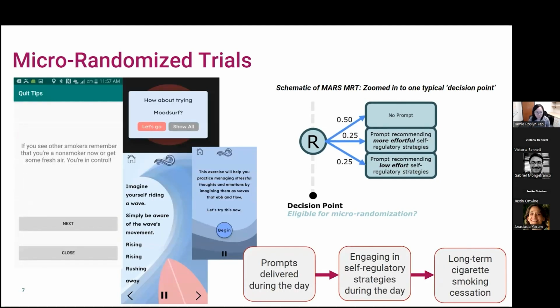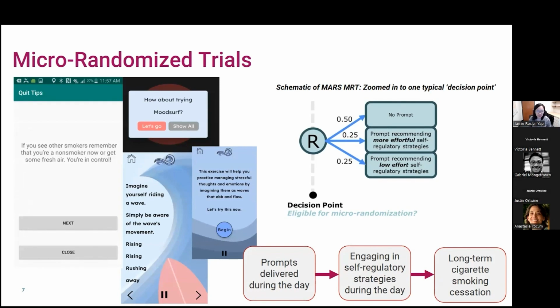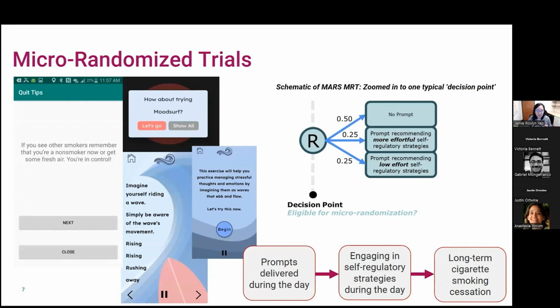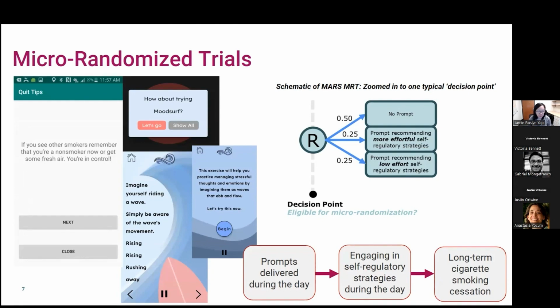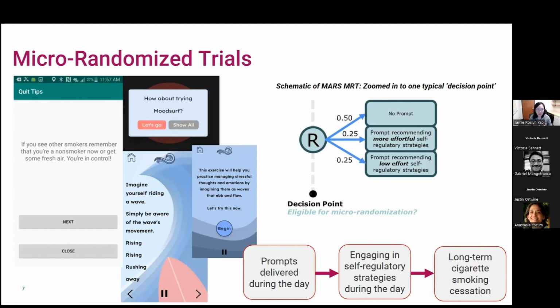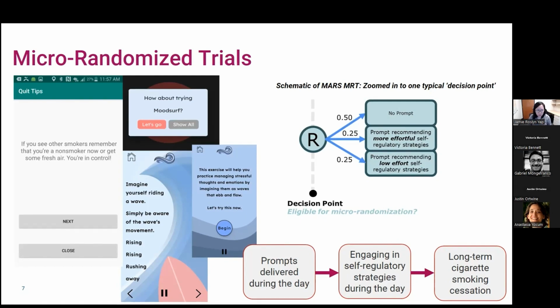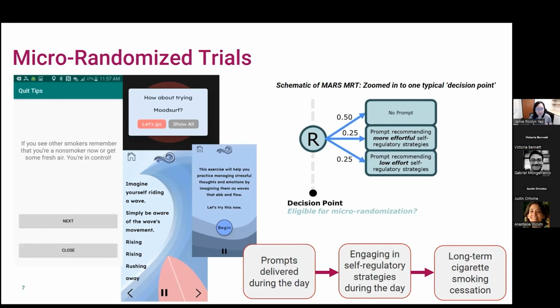Okay. In the MARS study, participants were micro-randomized 6 times a day for 10 days, which led to as much as 60 randomizations for a single participant. So on the right is a schematic of the MARS MRT zoomed in on one typical decision point. When we say decision point, it simply refers to a point in time when an intervention decision is made.